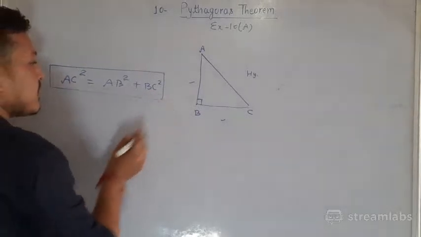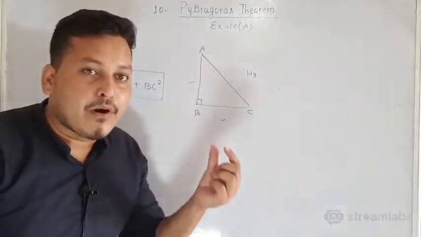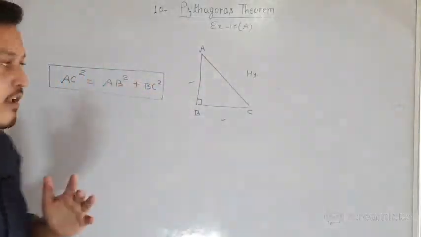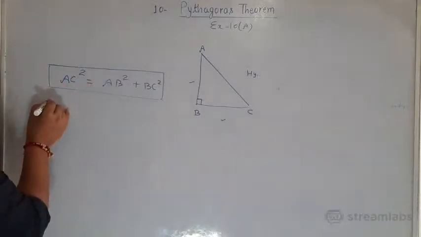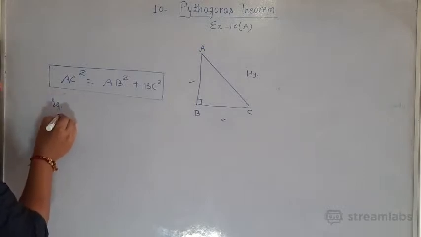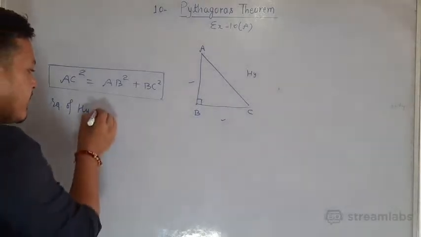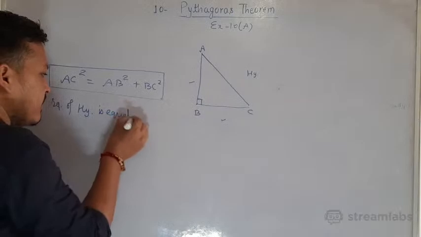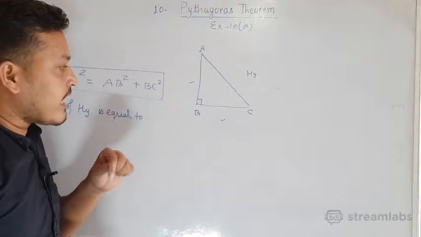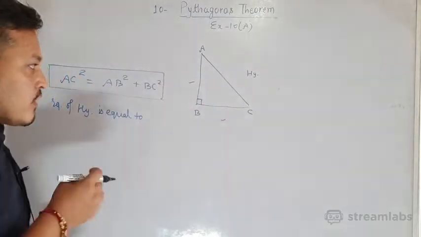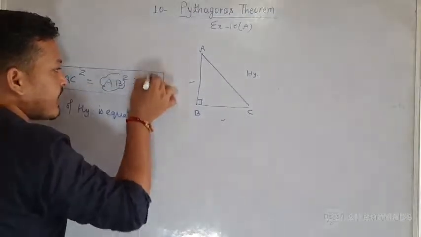This theorem is always applicable for each and every right angle triangle. We can understand this with the help of the square of the hypotenuse. The square of the hypotenuse is equal to the sum of the squares of the remaining sides. BC and AB are remaining here. So how can we read it? The square of one side and the square of the other side, and their sum.